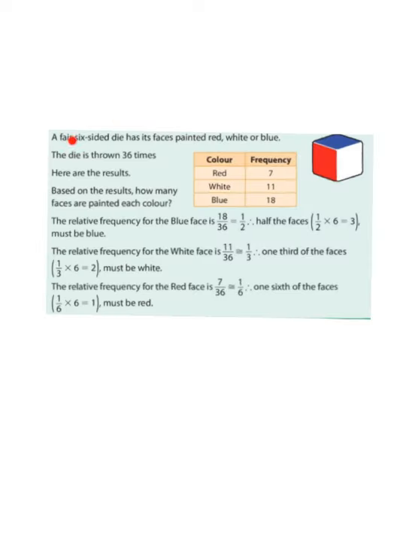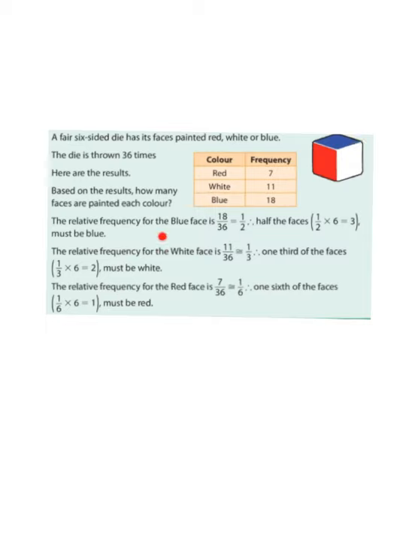Okay, so we'll go through another example here. So a fair 6-sided die has its faces painted red, white or blue. The die is thrown 36 times. Here are the results. So we had 7 red, 11 white and 18 blue. Based on the results, how many faces are painted each colour? So the question is how many faces? So remember, in a cube there are 6 faces.